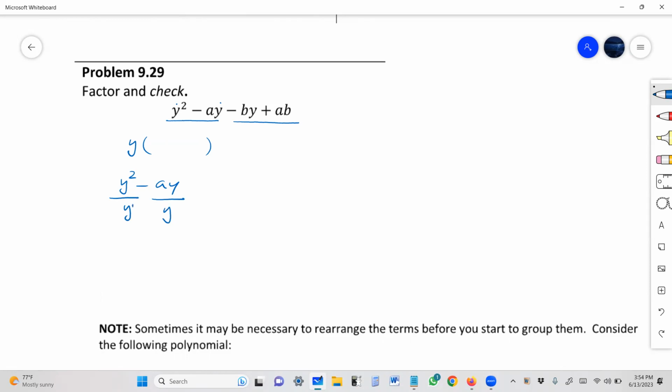Right, so y squared divided by y to the 1. Properties of exponents, 2 minus 1, just y. In the second case, there's an invisible 1. There's always an invisible 1. The y's cancel, and I have minus a divided by 1, just minus a.